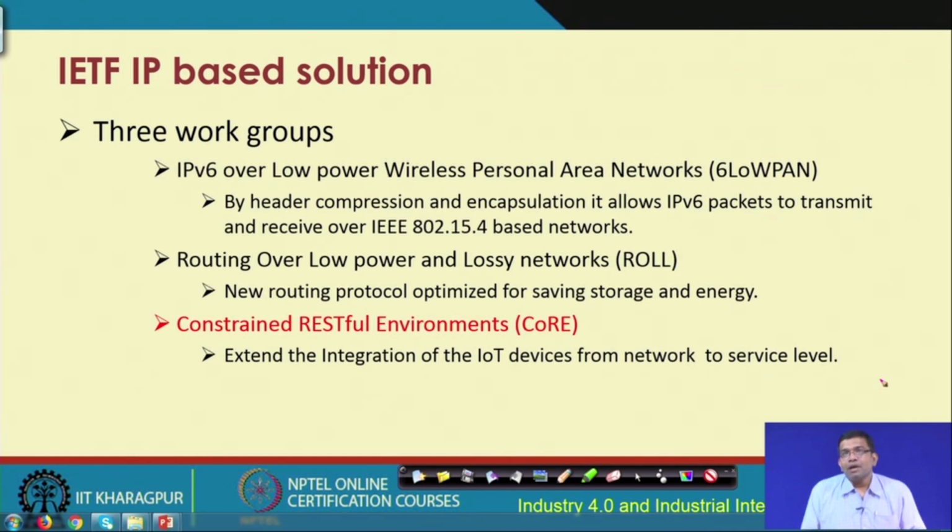ROLL is about how you can optimize the routing protocol etc. for saving on storage and energy. So, ROLL is a new kind of routing protocol that can be used for IoT based applications, and CoRE, constrained RESTful environment, extends the integration of IoT devices from networks to the service level, and this is what is very essential. It is an important thing, service level.